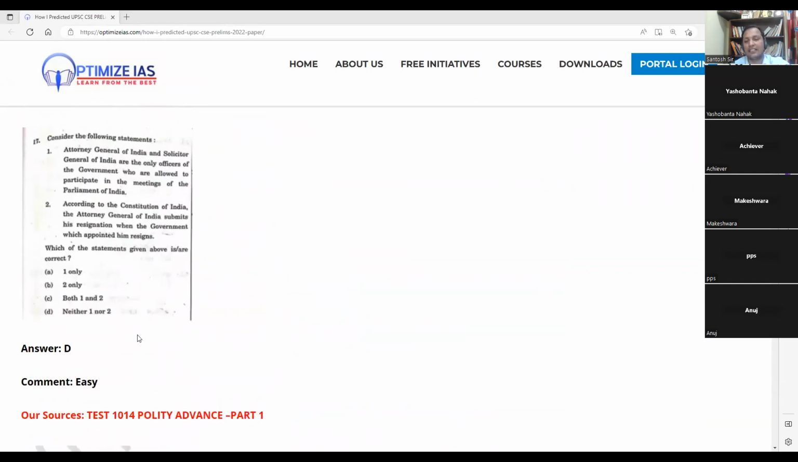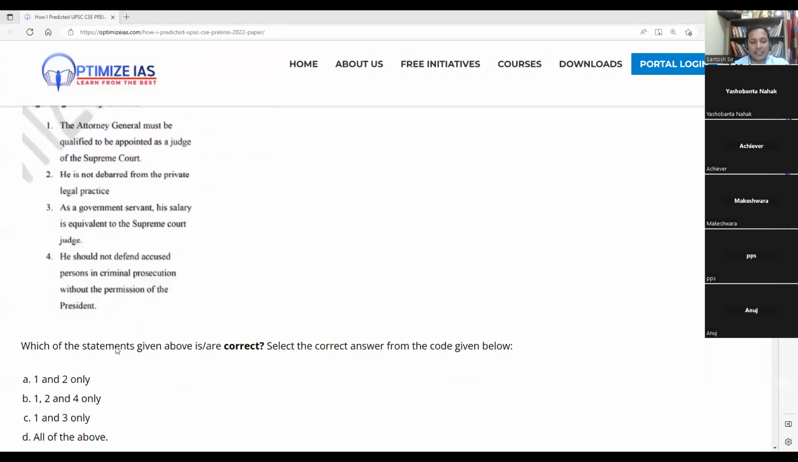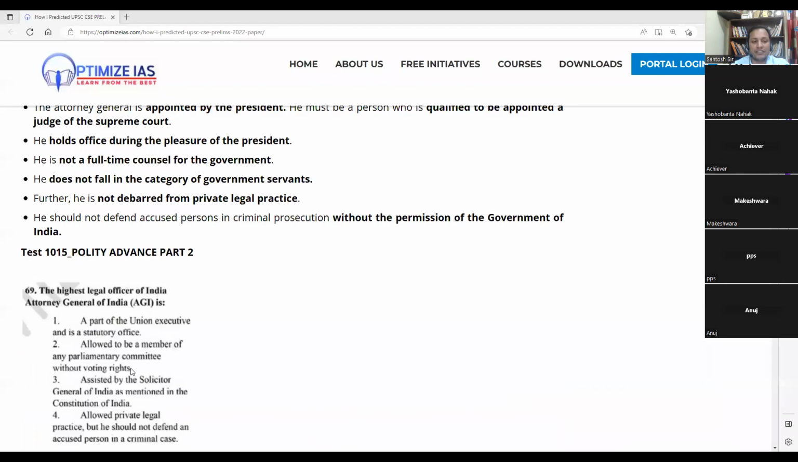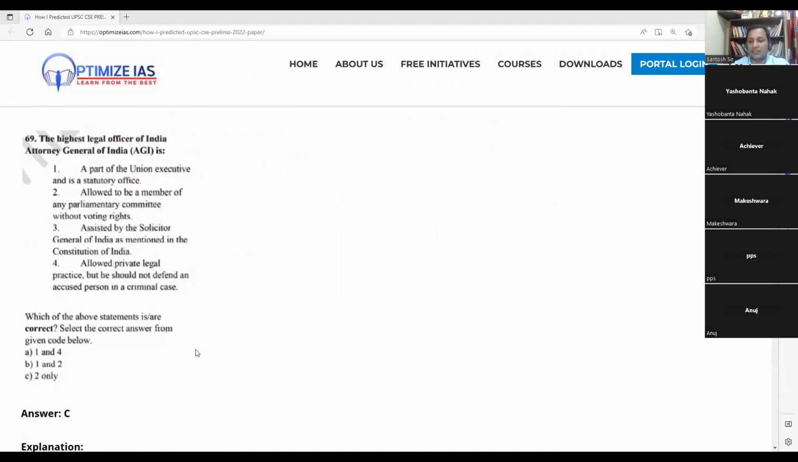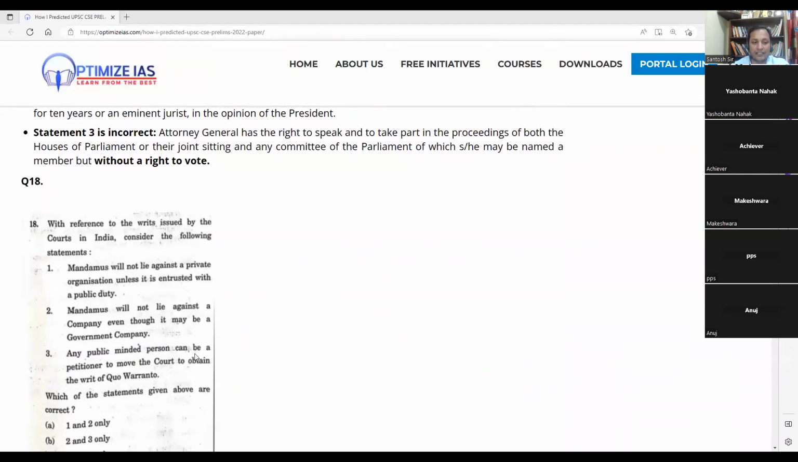Next question, Attorney General. The Attorney General was in the news last year. You see, Optima test, advanced test, Attorney General of India, polity advanced. Guys, can anyone tell me why the Attorney General was in the news last year? Because of the contempt of court case. So you see, most of the questions are related. There was an interview also published in the newspaper.